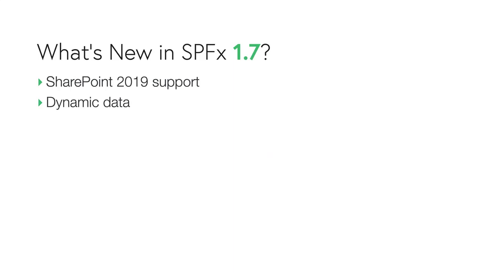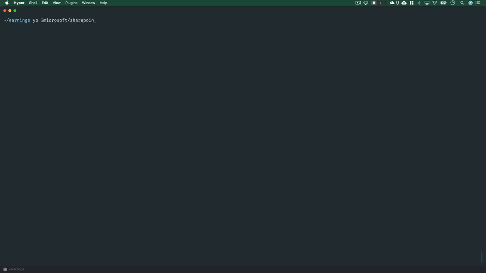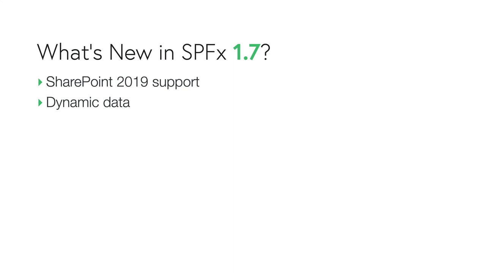First of all, the main features available in 1.7 that were not in preview, meaning they were not a beta version of the feature: number one, you now have SharePoint 2019 support. So if you are using SharePoint Server 2019, you can go ahead and choose that as an option whenever you're creating a new project using the Yeoman generator. Another feature released with SharePoint Framework 1.7 is a feature called dynamic data.